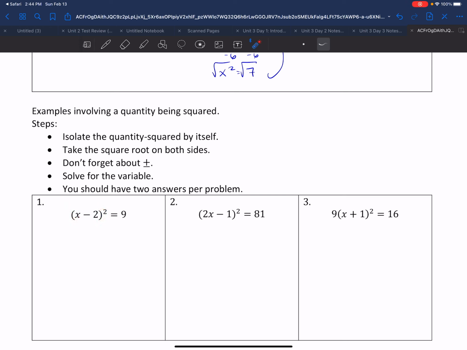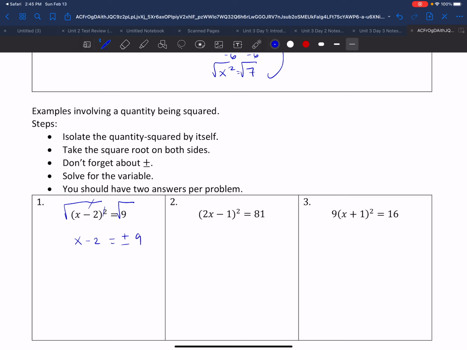I can actually get rid of this square by taking the square root on both sides. Okay, and if you have a square root and some expression being squared, you can go ahead and cancel this and this out. So you're left with x minus 2, which is equal to the square root of 9. The square root of 9 is just plus or minus 9.